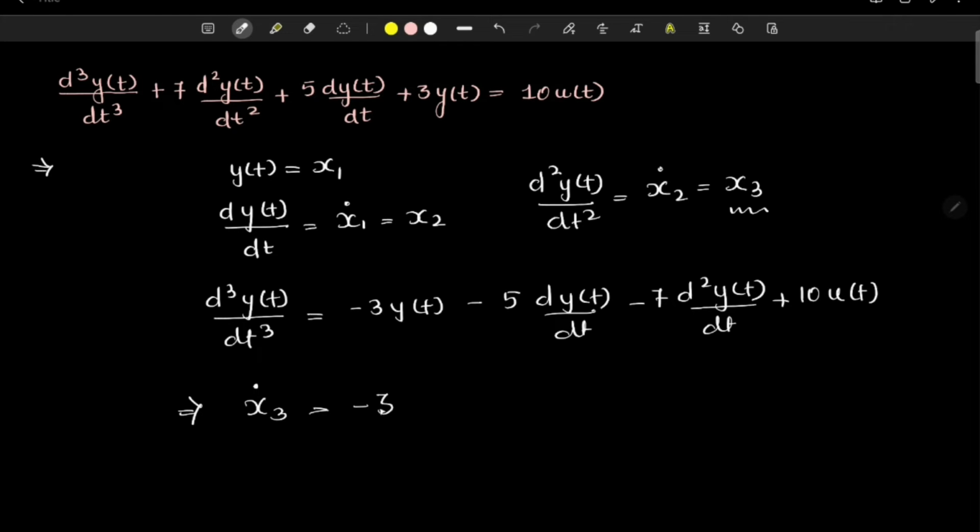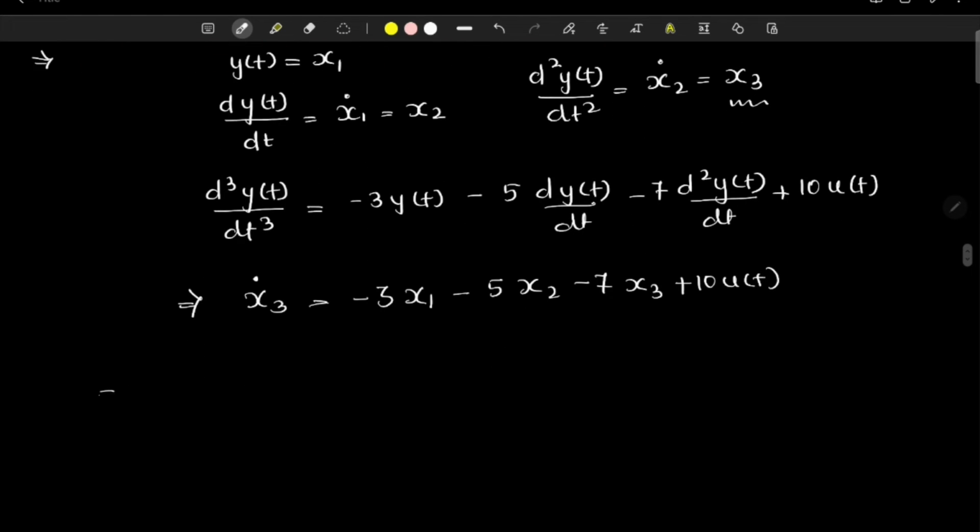Now minus 3, what is y of t? That is x1. Minus 5, this will be x2. Minus 7, this will be x3 plus 10 u of t. Now we will write this equation in matrix form. So these are the differentiations of the state variables, right? x1, x2 and x3 dash.